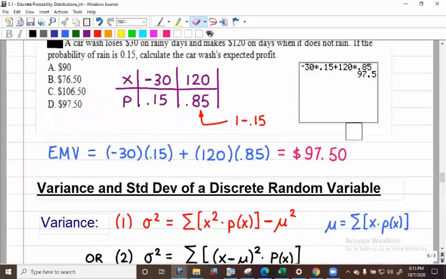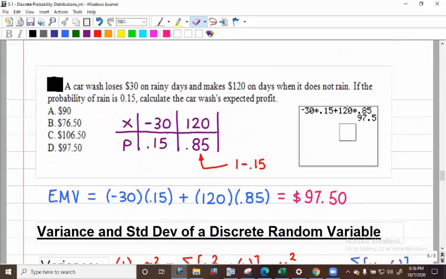Now we're about to do variance. Let's do one more example real quick. All right, this one tried to trick us a little bit, but they couldn't fool us. Obviously this isn't a big business, this might be like a car wash somebody sets up in their driveway. You can tell by the numbers are pretty small, right? Whatever, you lose $30 on rainy days and make $120 on days when it does not rain. Certainly not a business where you have to pay a lot of employees.